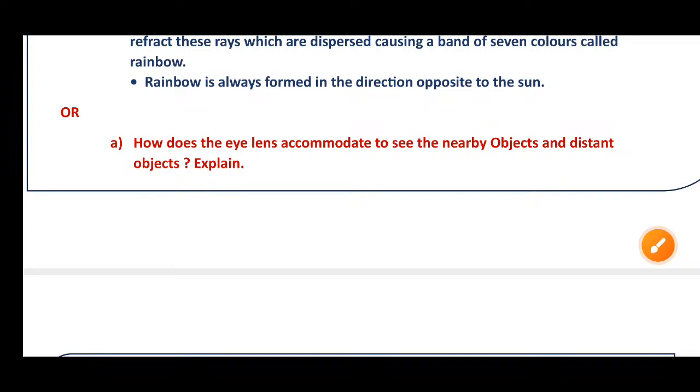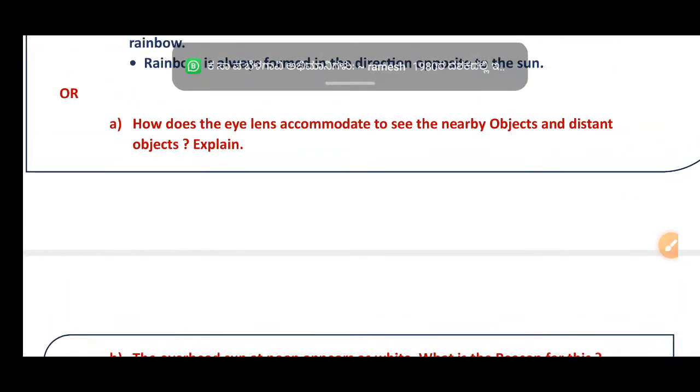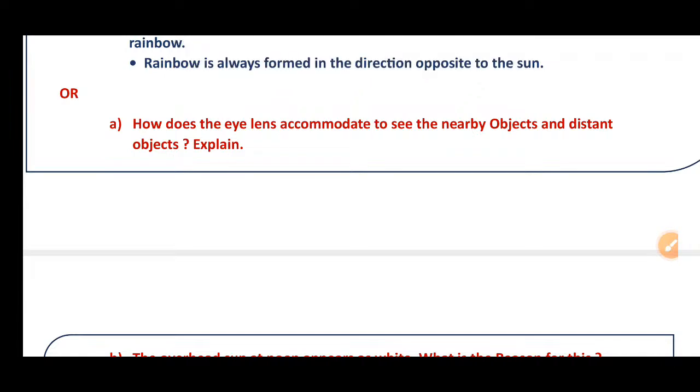Then for this question, another R type question is there. How does the eye lens accommodate to see nearby objects and distant objects? Explain. They have not given the answer here. In our eyes, whatever lens is there, a convex lens is there. On the convex lens, holding muscles are there. Those are called the ciliary muscles.